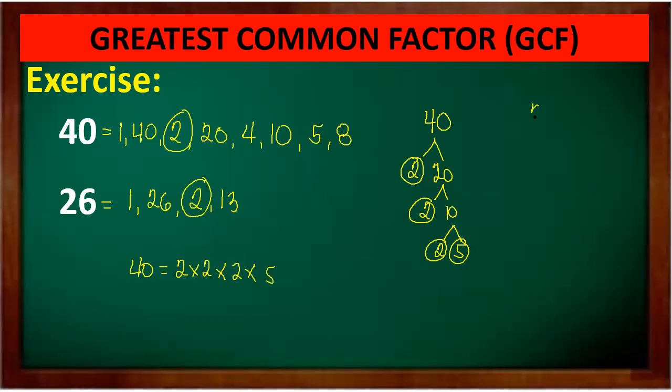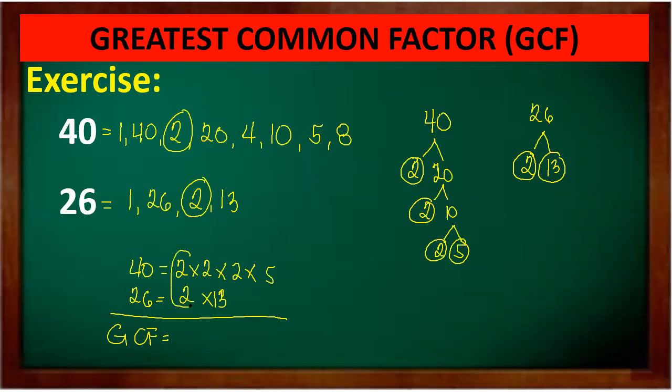How about the factors of 26? For the factors of 26, we can directly go to 2 times 13. Okay, 2 is a prime number. 13 is also a prime number because the only factors of 13 are 1 and itself. So that is the definition of a prime number: its only factors are the number 1 and itself. So therefore, the prime factors of 26 are 2 times 13.